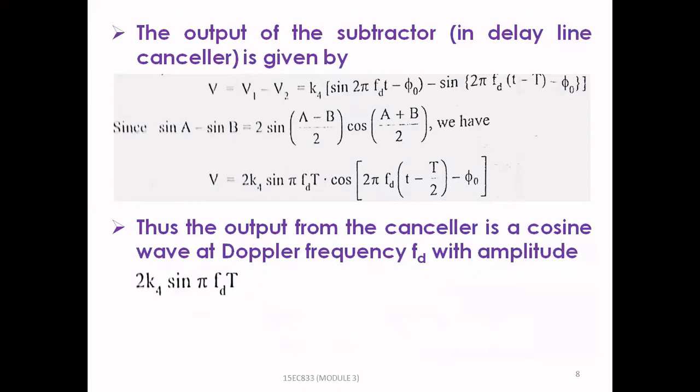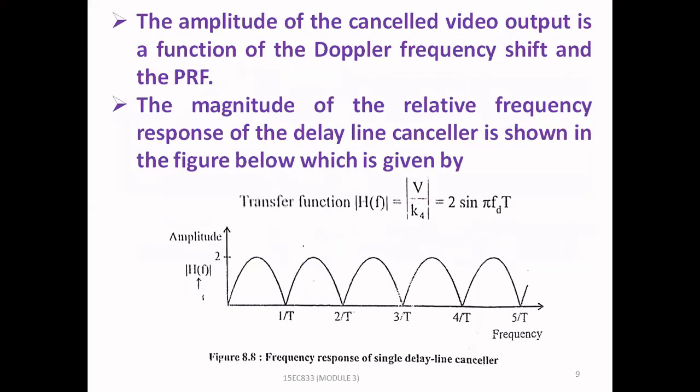Since sin A minus sin B equal to 2 sin of (A minus B) by 2 cos of (A plus B) by 2, we have V equal to 2K4 sin (pi FD capital T) cos (2 pi FD (T minus capital T by 2) minus phi naught). Thus, the output from the canceller is a cosine wave at Doppler frequency FD with amplitude 2K4 sin (pi FD capital T). The amplitude of the cancelled video output is a function of the Doppler frequency shift and the PRF.